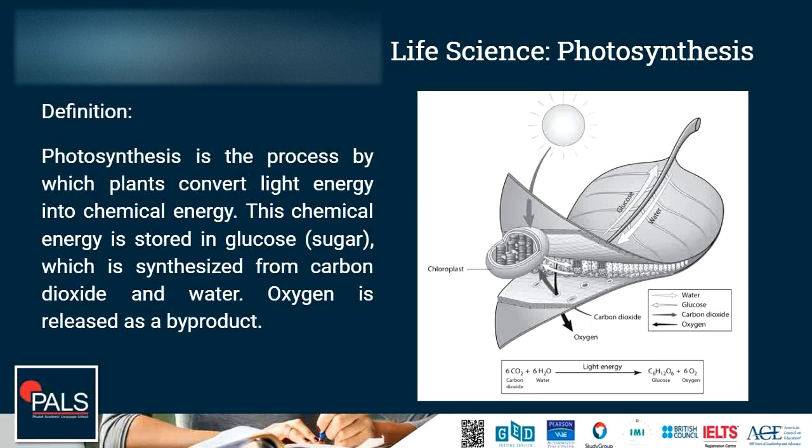So before we go into detail, let's have a look at the definition of photosynthesis. Photosynthesis is the process by which plants convert light energy into chemical energy. This chemical energy is stored in glucose, which is sugar, which is synthesized from carbon dioxide and water. Oxygen is released as a byproduct.